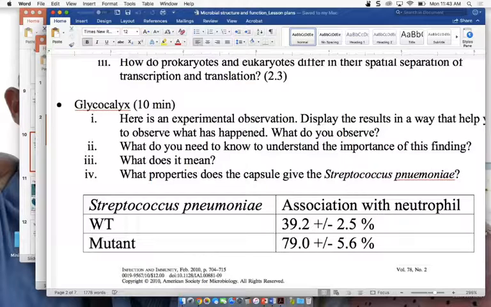Streptococcus pneumoniae is a bacterium. Human pathogen, causes pneumonia, also can cause meningitis. Here are two conditions. Wild type, or the normal bacteria, and then mutants. One that have a change, that are missing the ability to perform a certain function. So let's assume that this mutation is within the genome. We're looking at here the percentage of wild type or mutant cells that are associated with what's known as a neutrophil. What is a neutrophil?